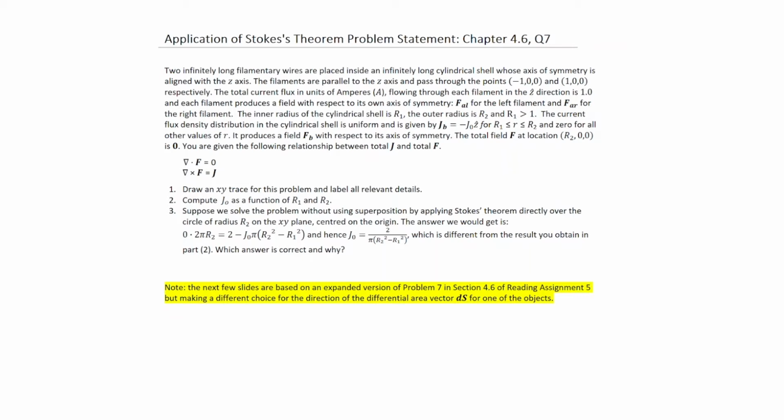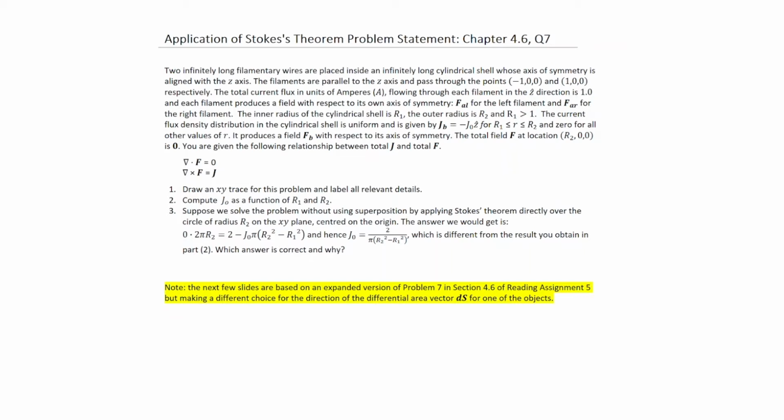They're also not aligned with the axis of symmetry, and you also have a third current source which is in the form of a cylindrical shell which is oriented with the axis of symmetry. It has an inner radius of R1, outer radius of R2, and you're given a current density distribution but an unknown value in terms of its magnitude, that is J0, and it's pointing in the minus z hat direction.